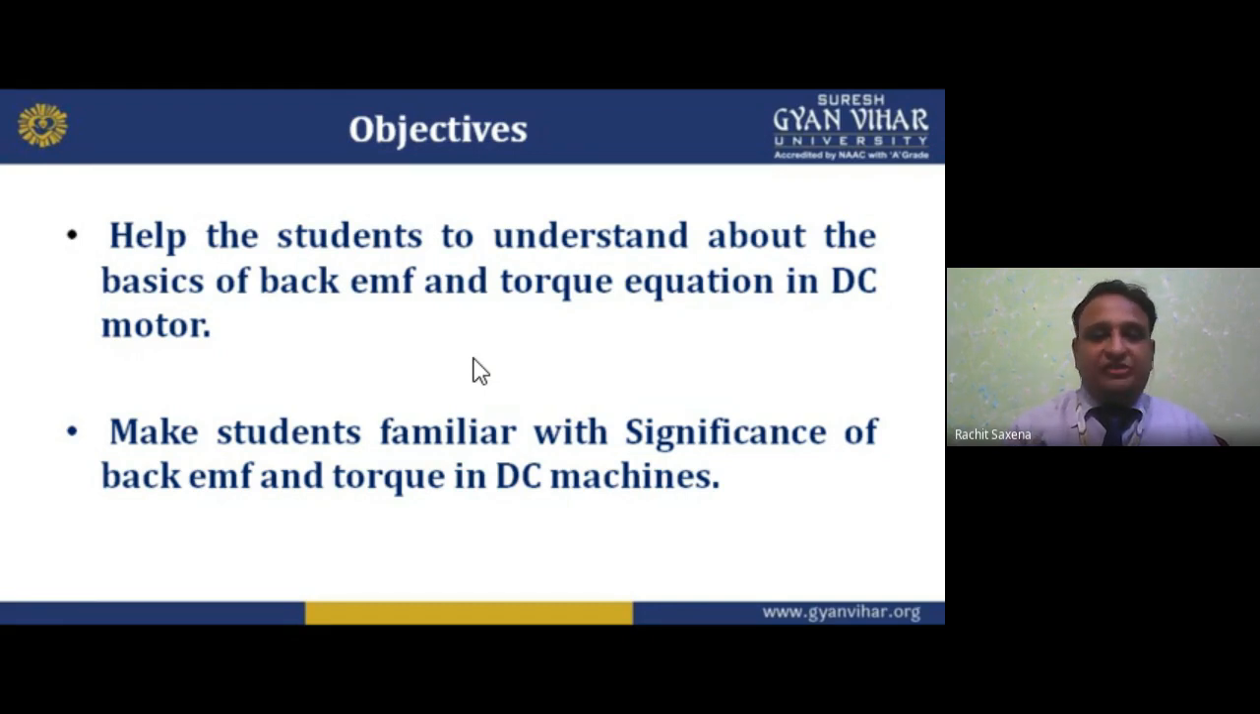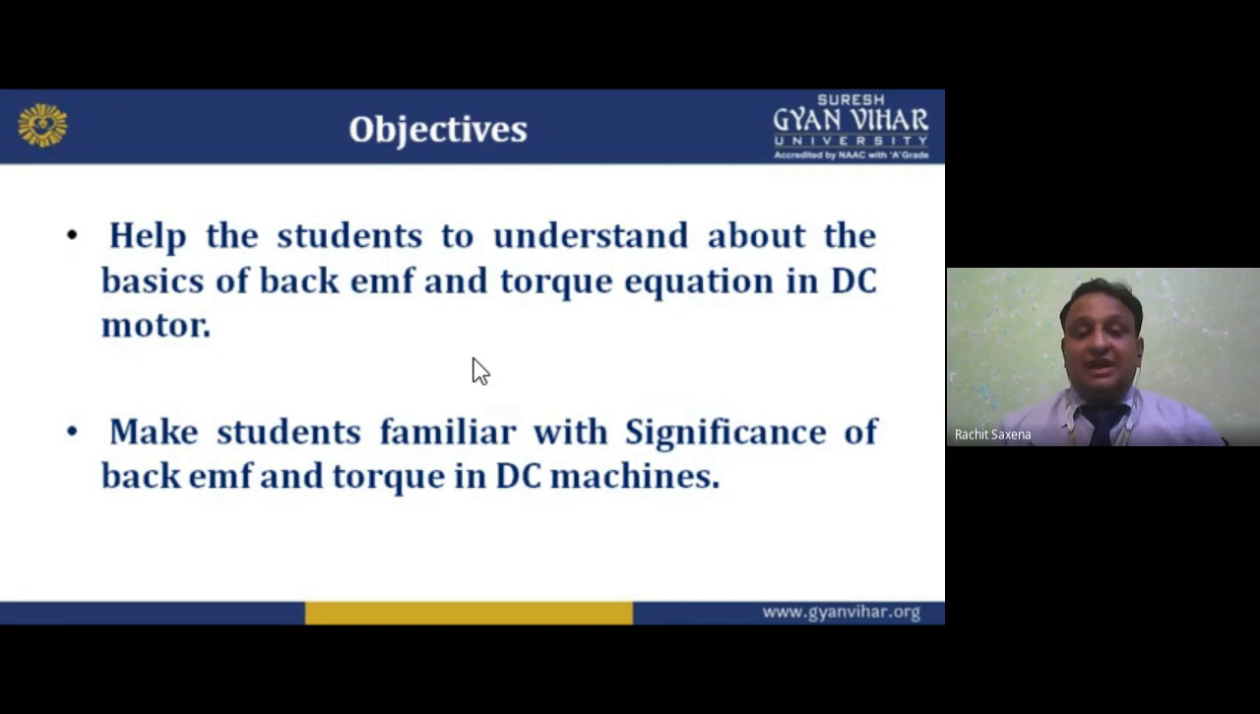Now, if I am talking about EMF, it means I am talking about the generator. But my dear student, the construction is the same. The working and principle are different, but the construction is the same. So we can say the motor also generates EMF. That is known as back EMF. So we are going to study how it is called, why it is called back, how it generates, and the torque equation in DC motor. I hope you understand.